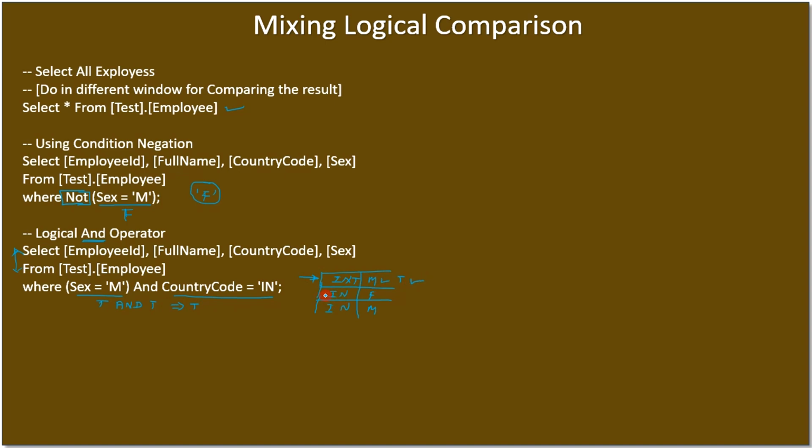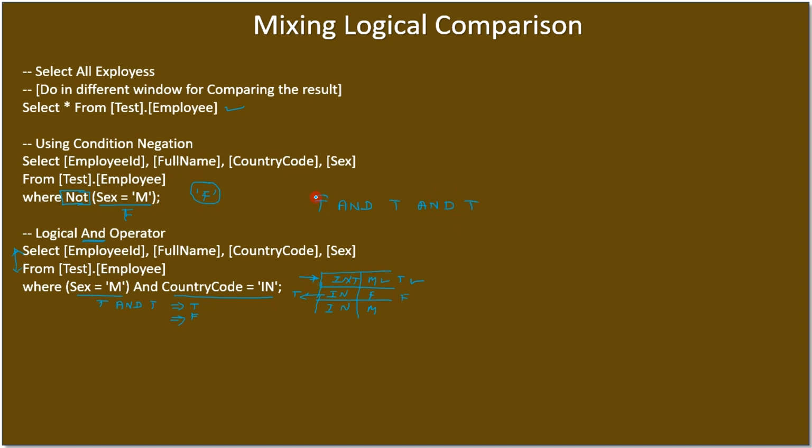And if you see here, the first one is true. Second one, I mean the country code India true, and sex is female, so this is false. So in that case, the total outcome will be false. So that's how the AND will work. You can even use multiple AND, T and T and T.